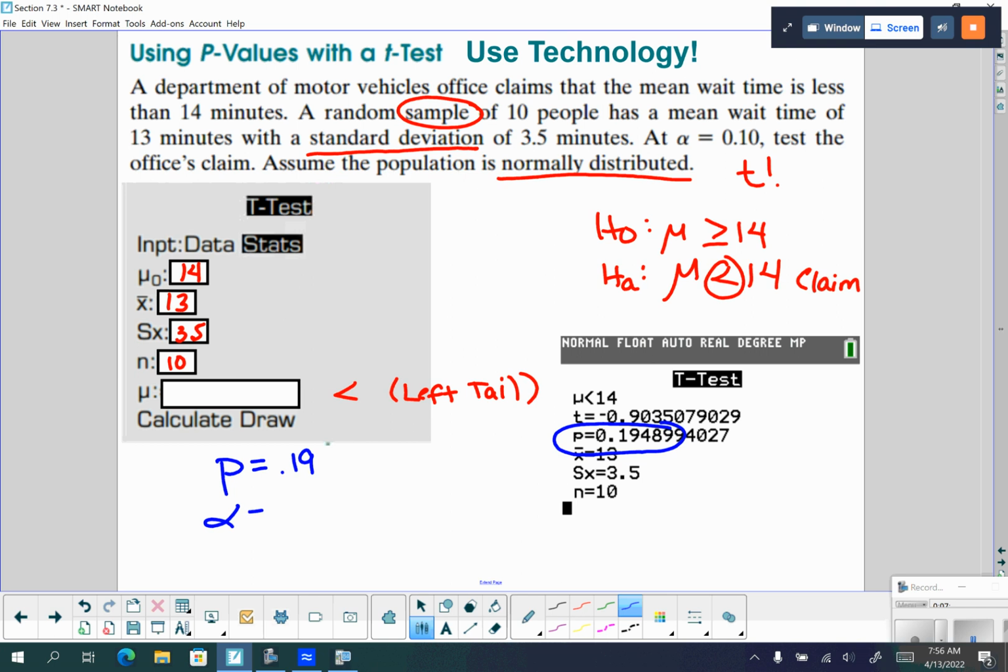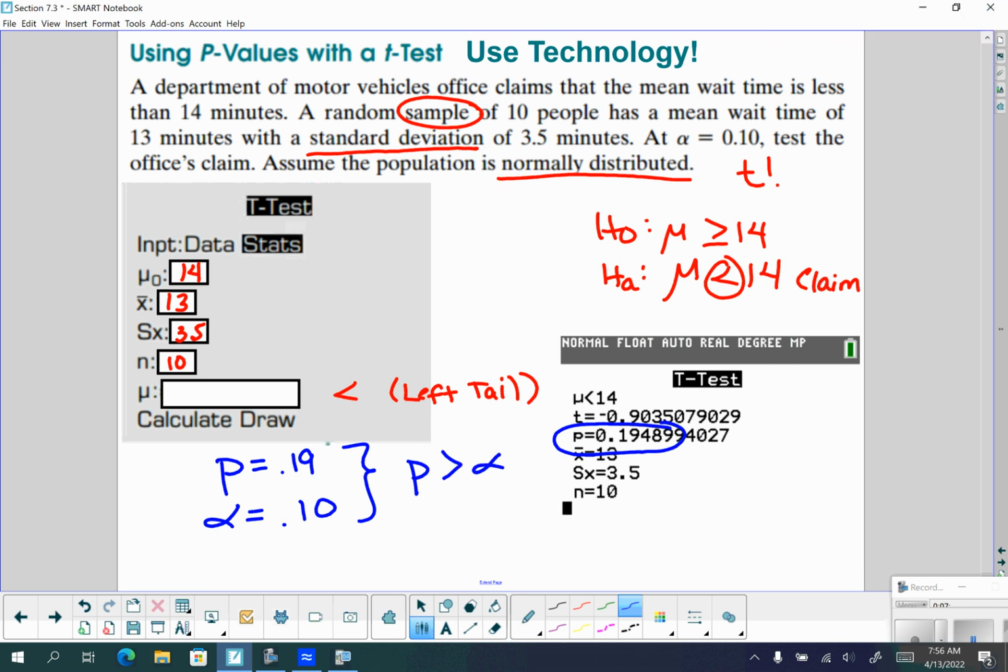And remember, alpha was equal to 0.10. We compare the two. In this case, p is greater than alpha. So do you remember if that means reject or not reject? It is not reject. We do not reject. So what that tells us, if we had to summarize then, if we were doing hypothesis testing, is we would say there is not enough evidence to, because the claim is the alternative, support the claim that's being made by the Department of Motor Vehicles.